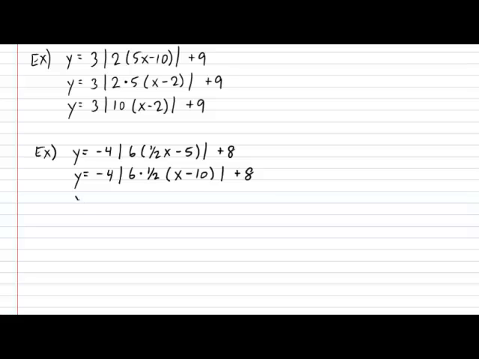And one final cleanup, we have y equals negative 4 times the absolute value of 3 multiplied by x minus 10, and then plus 8. So the true b has been revealed to be 3, and the true h has been revealed to be 10. And that's all there is, ladies and gentlemen, to factor out the b in the absolute value function.